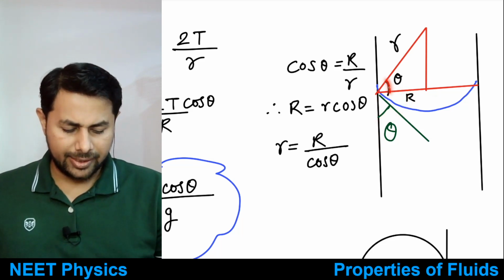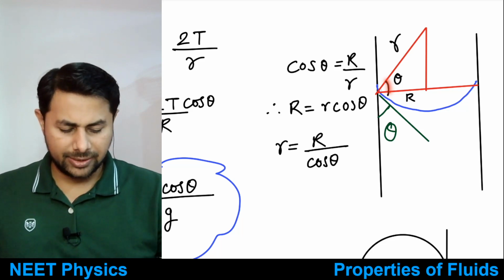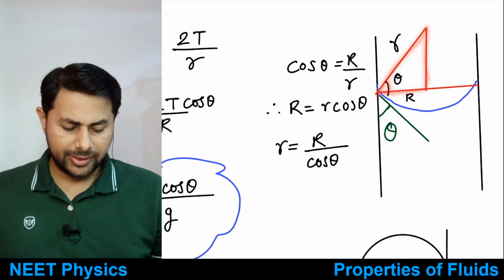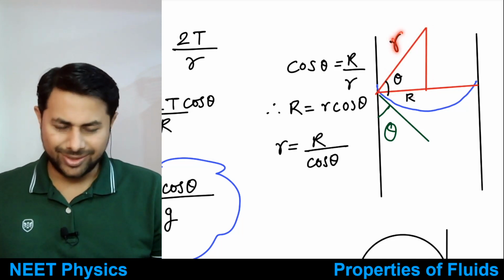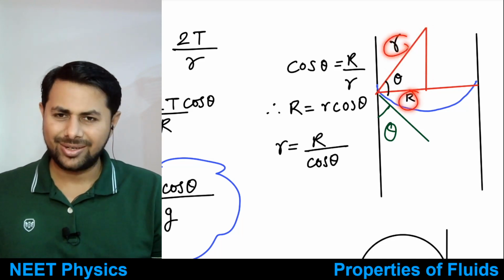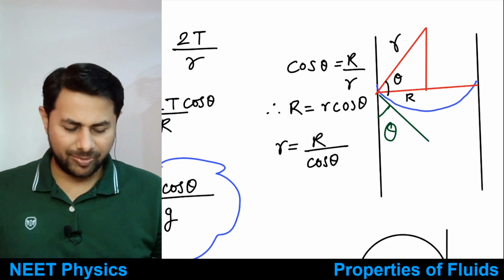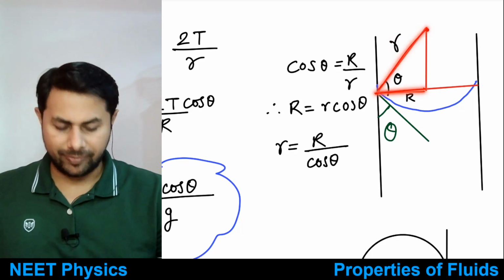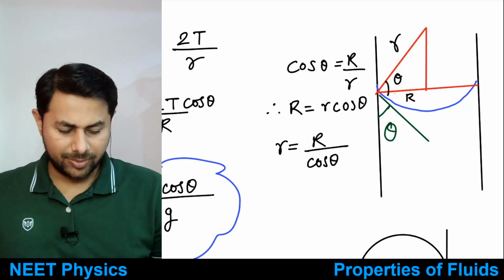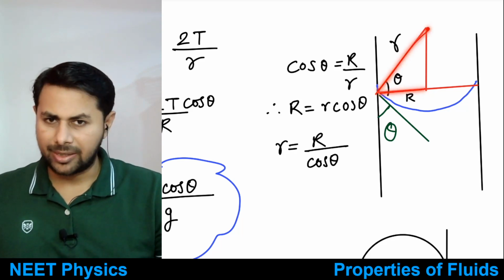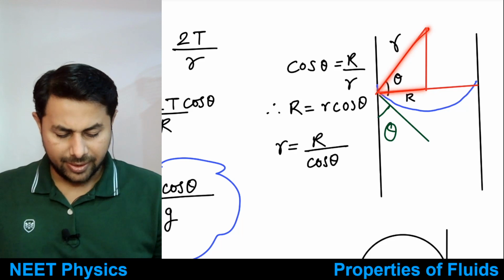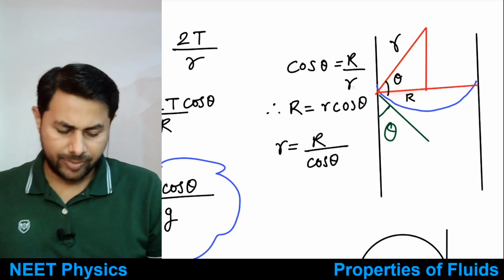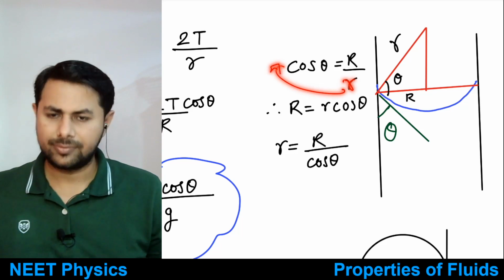Okay, and if this is theta, then you can see in this triangle, what is the relation between this capital R and small r? So cos of theta would be equal to what? Capital R divided by small r. Cos of theta would be equal to capital R divided by small r, right? And therefore, what would be capital R? It would be r cos theta.